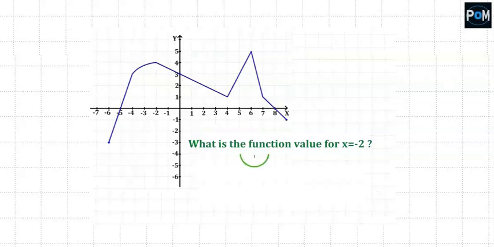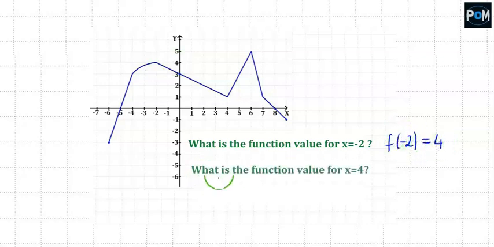What is the function value when x equals -2? So they ask us what the temperature was at -2 o'clock, when x equals -2. So we are at this point. What is the function value? The function value is here. We read it from the y-axis, and the function's value is 4. We can write down that f of -2 equals 4.